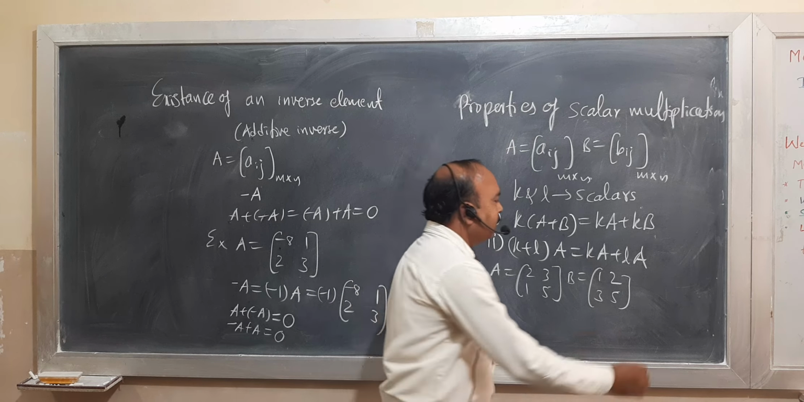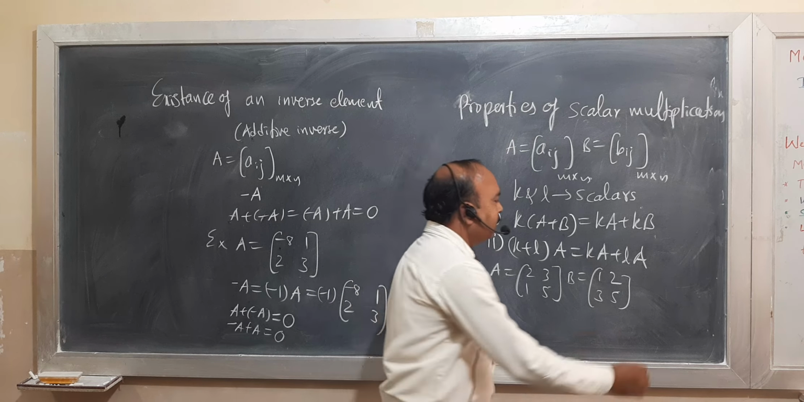Then you get 2 into 3, it is 6. Next 2 into 5, 10. 2 into 4, 8. And 2 into 10, 20. Call this equation number 1. Next we consider k into a plus k into b, that is the right hand side value. The k value you know already, k equals 2.